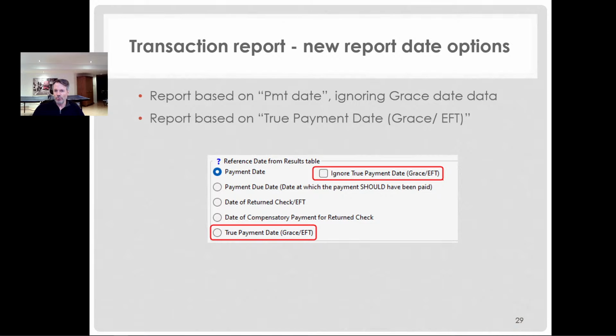In the transaction report, we now have two new options. If you know the transaction report, it's how to pick up transactions individually. In the payment date, you could say, I ignore the true payment date grace. Because by default, if I had a grace date, it would have picked up that date. So if you say, I don't care about it, I put a date in there, I want to ignore it. Or you can go in and say, I only want to use the true payment date grace. So if I have no date in the grace column, then nothing would show up.